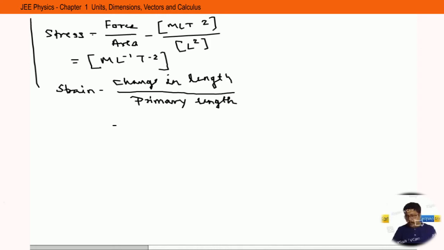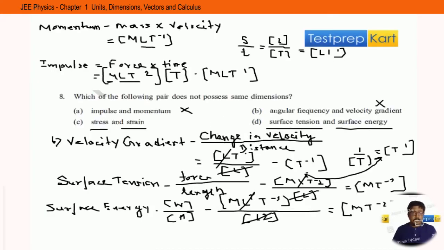So both are length, so the dimension should be L. So L and L cancel, so it becomes a dimensionless unit. This is the dimensions, here is the dimensions. So both are not the same, so the answer should be C.